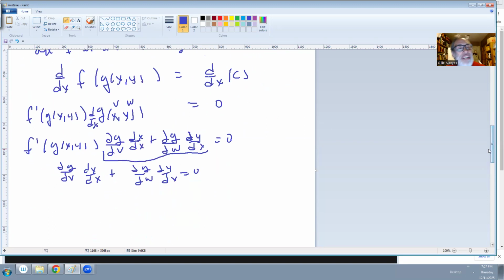And if you're confused about the v and the w, what you could do is just call this x and y. And this part would be dx dx, which is just a 1. So this would be dg dx, plus dg dy, that's a partial with respect to y, times dy dx. And that's fine. So this is what our original task is.